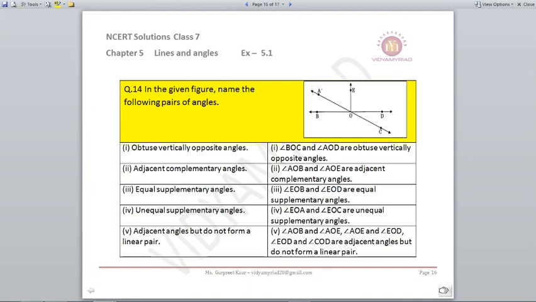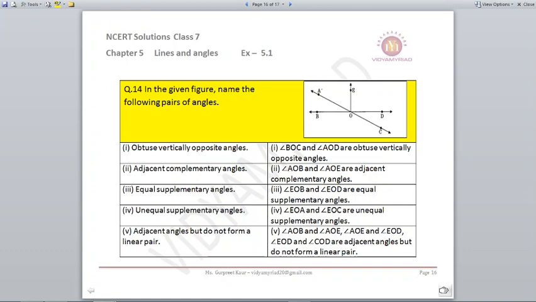Now, we have the figure with us. According to this figure, there are certain questions given to us. We need to find out obtuse vertically opposite angles. Obtuse means the angle should be more than 90 degrees. If you look at angle BOC, it is an obtuse angle. Its vertically opposite, meaning exactly opposite, will be angle AOD. That will be equal angles.